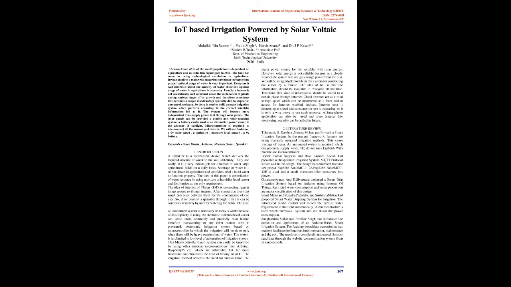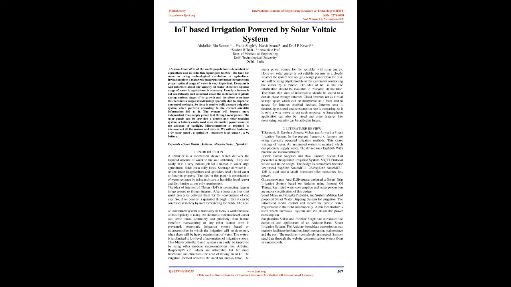This microcontroller based system can easily be improved by using other modern microcontrollers like Arduino, Raspberry Pi, etc., which are affordable but far more functional and eliminates the need of having an ADC. The irrigation method removes the need for human labor. The major power source for the sprinkler will be solar energy.